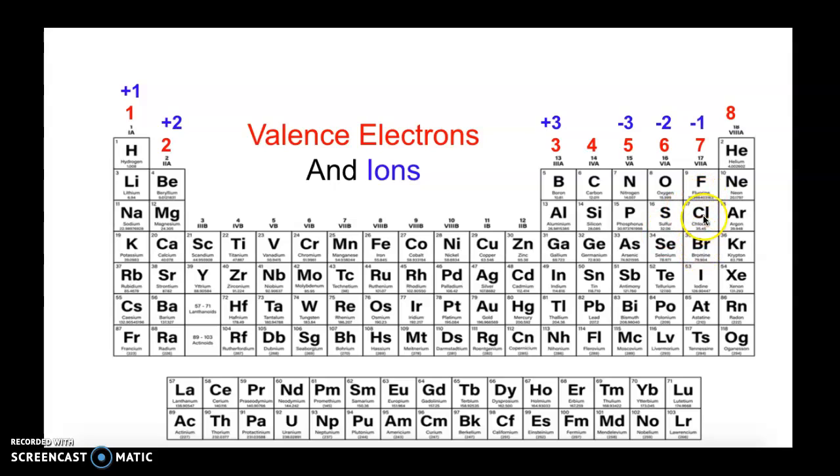And over here, the halogens, 7 valence electrons. So it's a -1 charge. The noble gases do already have a full shell, so they do not form ions. So you should have this written down on your periodic table. You should know the ion charge that it forms as well as the valence electrons.